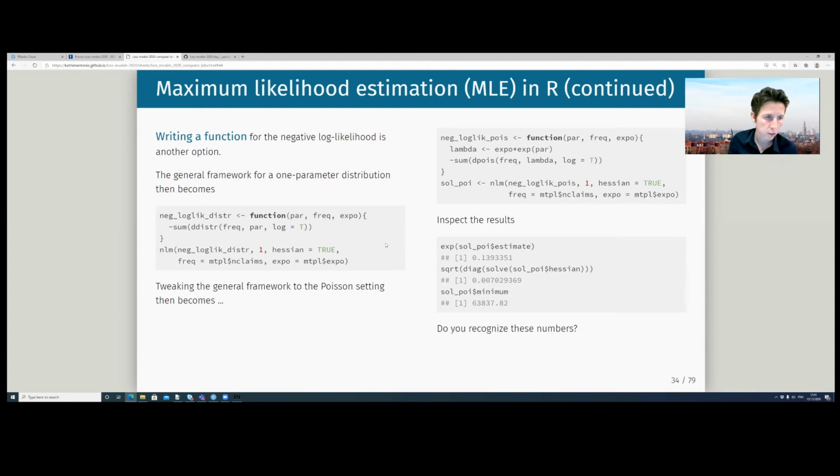In a very general setting, you could do this as follows. You're going to create a function which is called here neg log lik distr, so the negative log likelihood of your distribution. It's a function that is going to use an unknown parameter denoted with par. This par can also be multidimensional, as you will see in the follow-up examples. We're going to rely on the frequency and the exposure. These are two arguments that we give to our function, which use the number of claims observed and the number of exposures registered, as they are available in our data set.